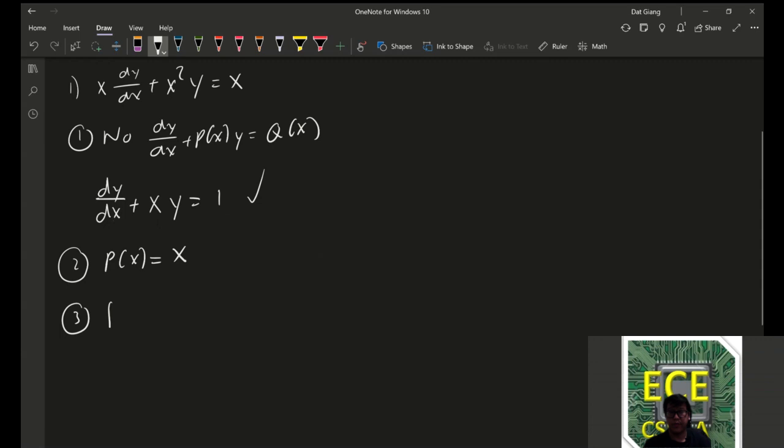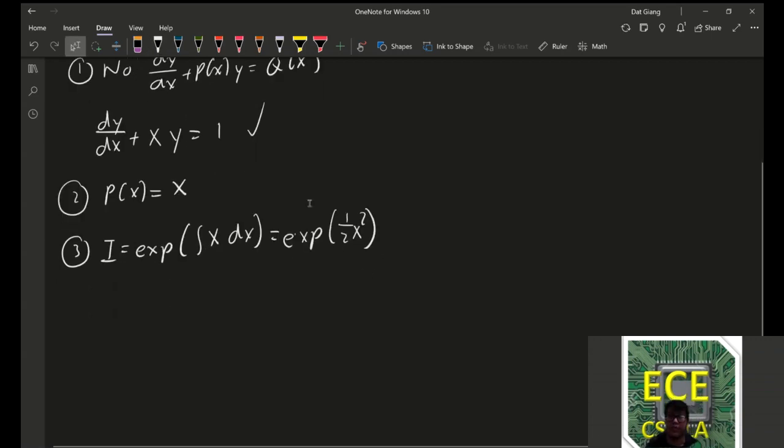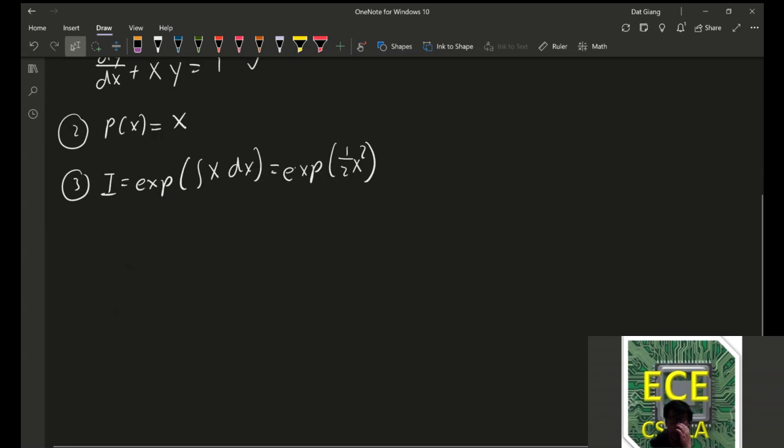3. We integrate this, we find our integration factor, which is I equals the exponential of the integral of p of x, which in this case is x, dx. In this case, we get the exponential of 1/2 x squared. Now, in this situation, this is considered an intermediate calculation. As such, we don't include a plus c here.